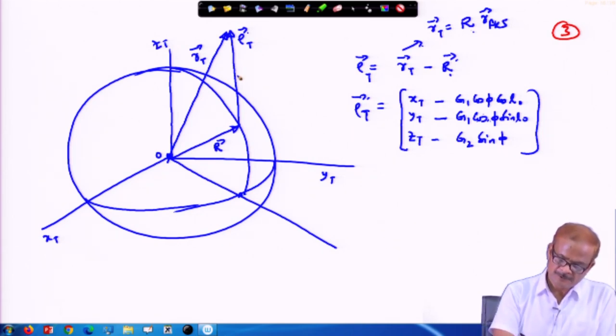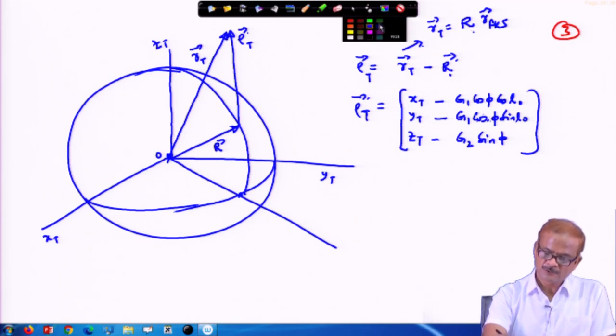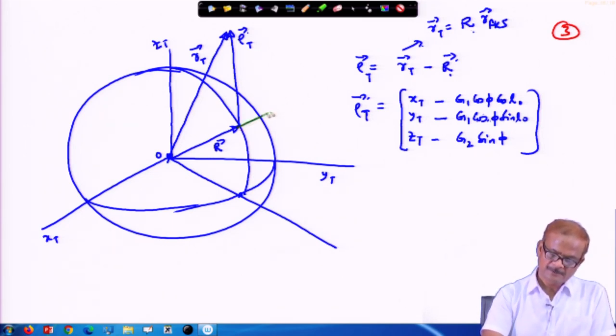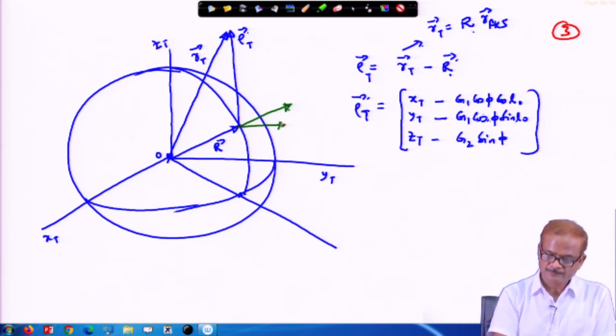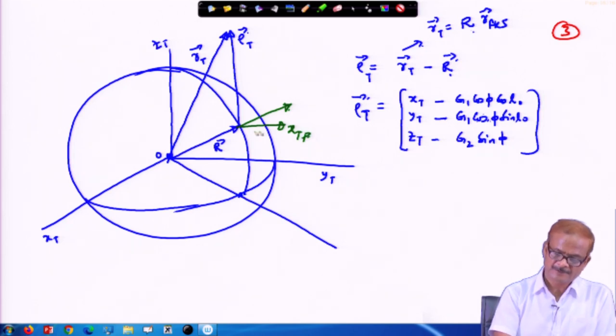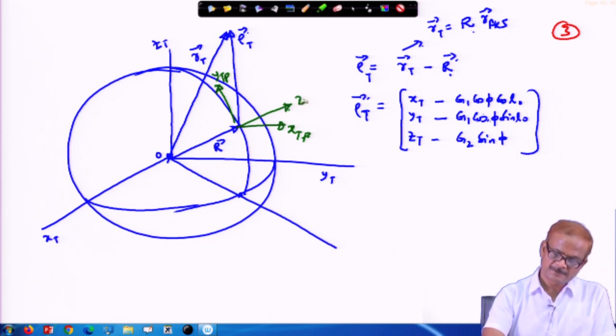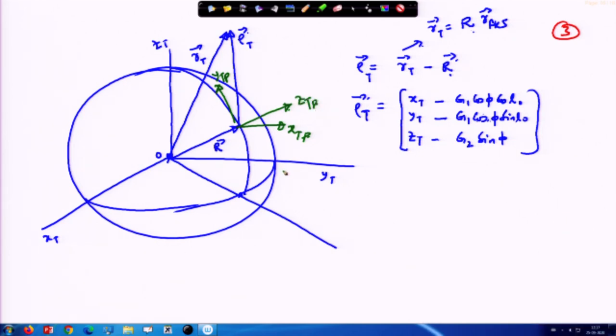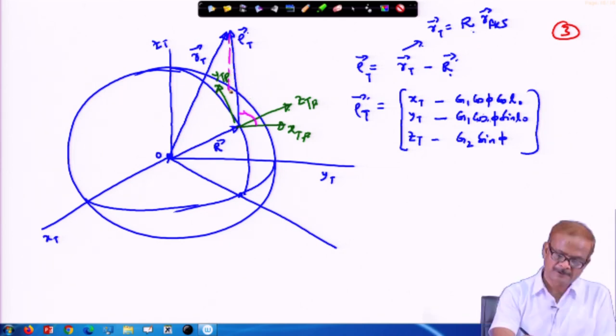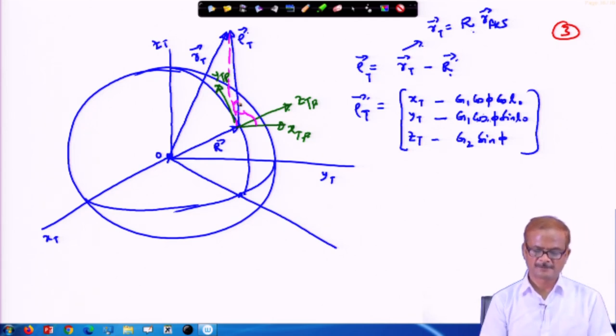But the observation that we are not doing in this frame, rather we are doing the observations in a frame which we have written as XTP, YTP and here ZTP. The azimuth is being measured along this direction, so particularly down here, this is your azimuth, and then this will be the elevation angle.